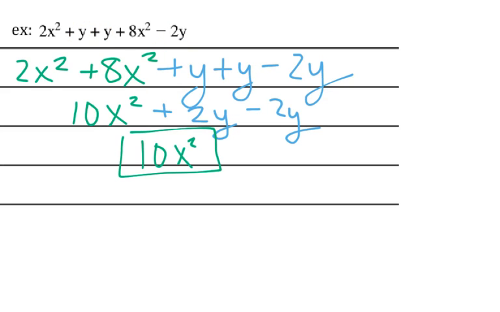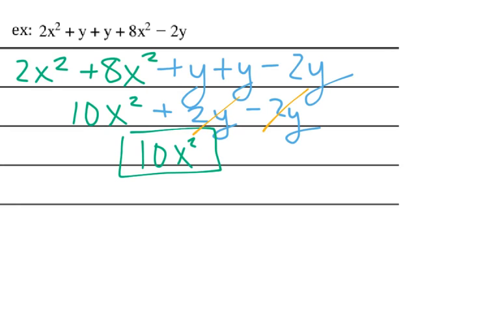8 and 2 gives me 10x squared, and then you probably don't need to show this step if you're like, well, that's 1 and 1 is 2 minus 2 is, and they could drop out, but I think it's a good idea to show it while we're still learning these. Now 2y minus 2y cancels out, and you're left with just 10x squared.